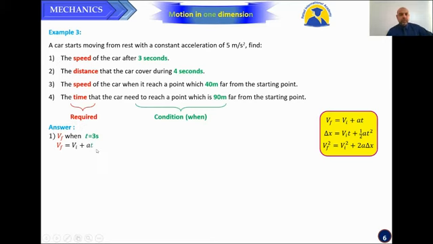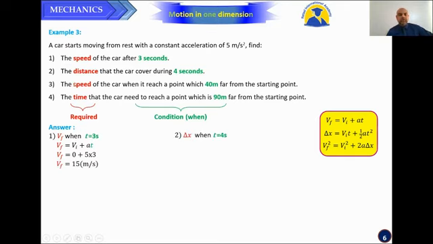V final equals V initial plus at. V final, we need to find it. V initial is 0 because a car starts moving from rest, meaning V initial is 0. The acceleration is 5, given in the question: constant acceleration of 5 meters per second squared. And the time is the condition, here it is 3 seconds. So we just multiply by 3. The answer will be 15 meters per second.